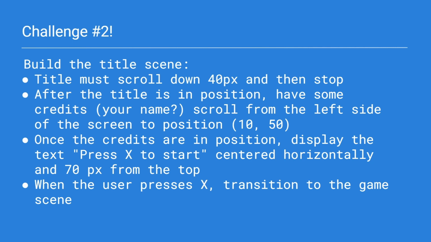After it's in position, we'll have some sort of credits, maybe put your name down, and scroll those credits from the left-hand side of the screen towards position 1050. After the credits are in position, display the text, press X to start, centered horizontally, and 70 pixels from the top. After the user presses the X key, we'll be transitioning to the game scene where the game will happen. Go ahead and try to do this on your own, and we will be building it together.